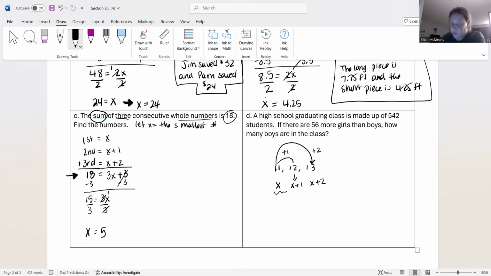Okay, now let's check this. Let's make sure everything really works out. Okay, so we know that x is equal to 5. So if x is equal to 5, that means x plus 1 has to be 5 plus 1, which is 6.